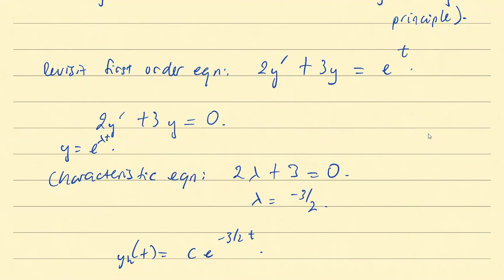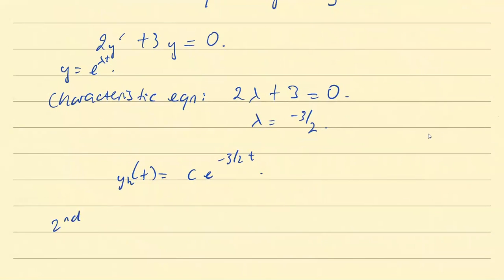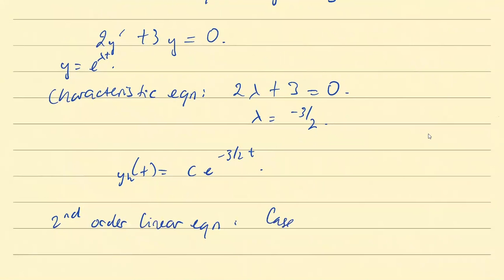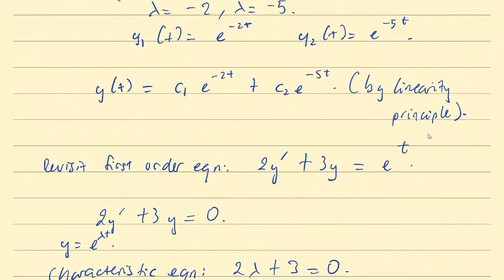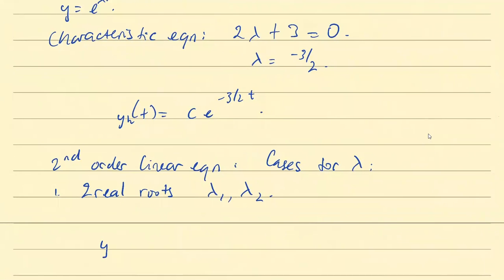So let's tell you quickly the different cases for a second order equation, cases for lambda. You can have first two real roots, lambda 1, lambda 2, like this. Then your solution will be c1 e to lambda 1 t plus c2 e to lambda 2 t.